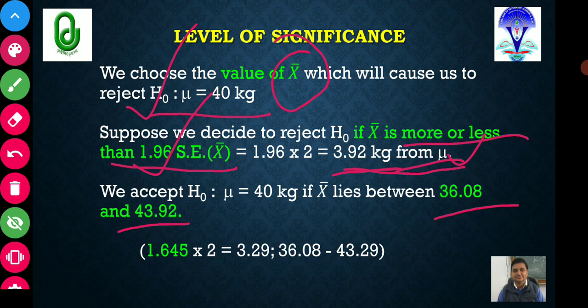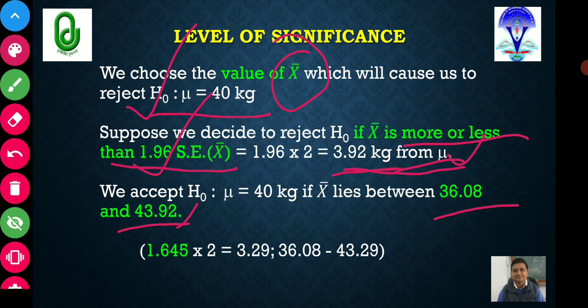So whenever we are applying a test statistic and we get the value of that statistic, suppose we got the value of that particular test as 42 kg. We will see whether this 42 is lying between 36.08 and 43.92. Oh yes, it is lying between 36.08 and 43.92, so we will be accepting the null hypothesis. But suppose the calculated value is coming 45 kg. So 45 kg is beyond 43.92. In that case, we will be rejecting the null hypothesis.